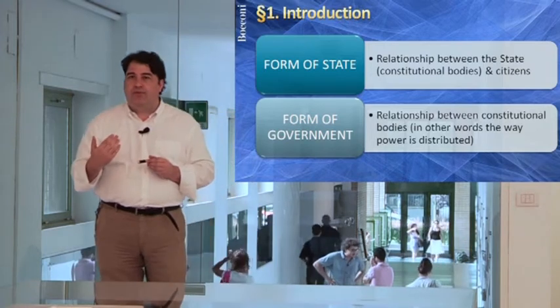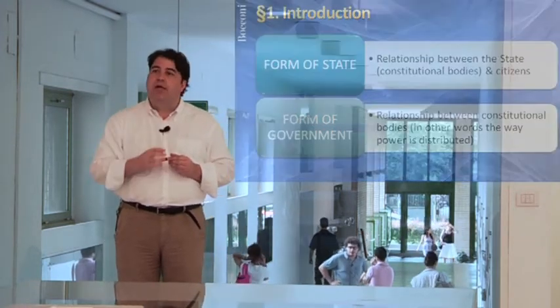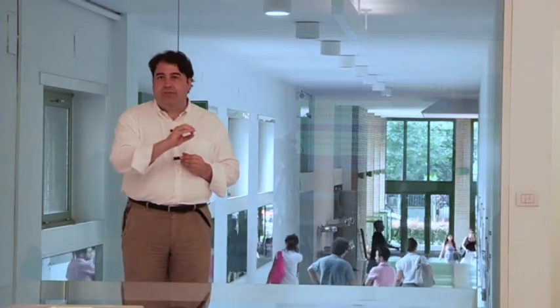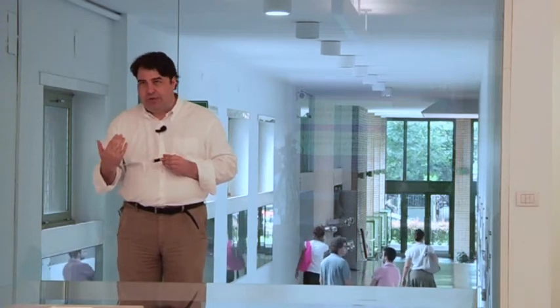In other words, they are two expressions that derive from Italian scholarship, the expressions forma di Stato e forma di governo. These expressions are now used a lot even in the Anglo-American legal system, especially by those that specialize in comparative law. But what do these two terms exactly mean?